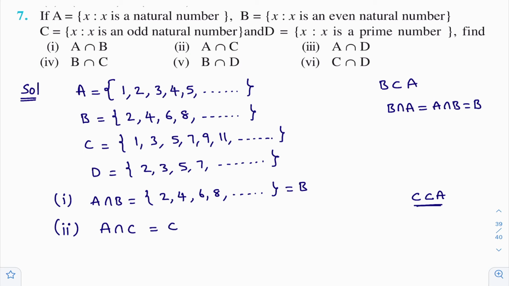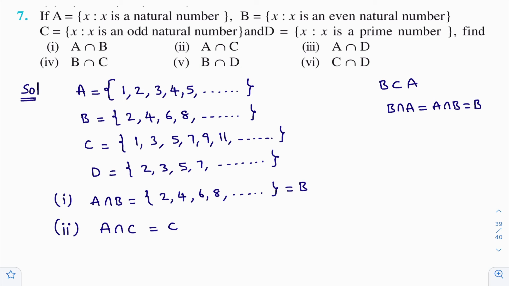In case you have any doubts, you can check here. A intersection C, you identify the common elements. Common elements: 1, 3, 5. Whatever elements are present in this set, they are all present in set A because set A is natural numbers. Here 7 is there, 7 will be present in this, right? So obviously only the set C will come. No need of all these things. Directly we can say, when C is a subset of A, A intersection C is C only. I hope you got the point.